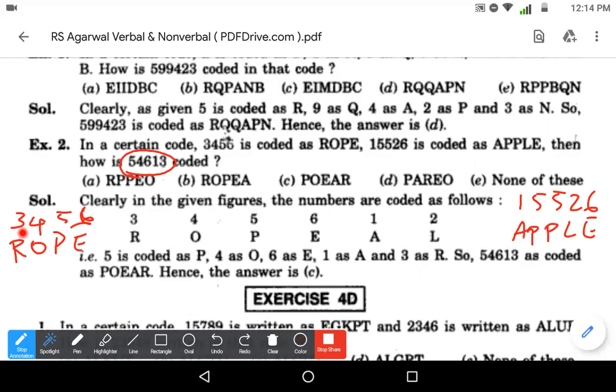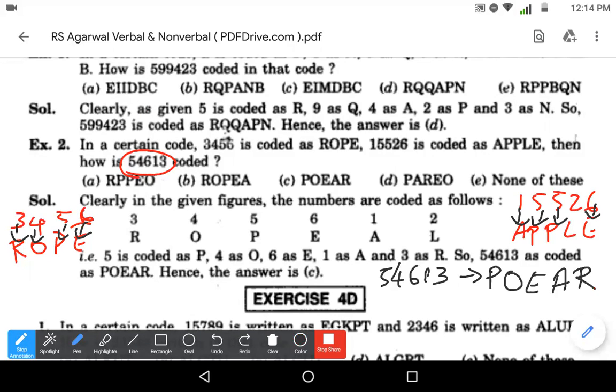Like the first question: 5, 4, 6, 1, 3. So what is there for 5? See, here also it is P. Here also it is P. Here also it is P. So 5 is nothing but P. 4 is O. 6 is E. Here also 6 is E. 1 is A. Then 3 is R. So POEAR. This is going to be our answer, where we have coded 54613 as POEAR.